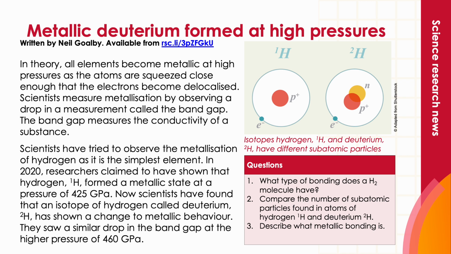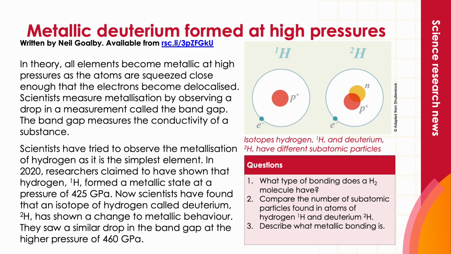Okay, so we know H2 involves 2 hydrogen atoms. They are both non-metals, so the type of bonding would be simple molecular or simple covalent. You were then asked to compare the number of subatomic particles found in a hydrogen 1 atom and a hydrogen 2 atom. So we're comparing our isotopes. Well, in a hydrogen 1 atom, we've got 1 proton, 1 electron, and 0 neutrons.